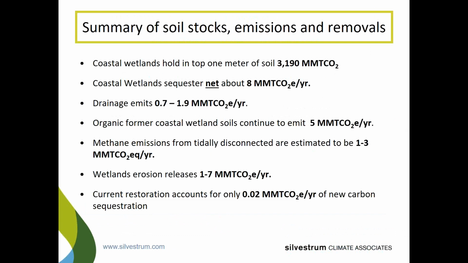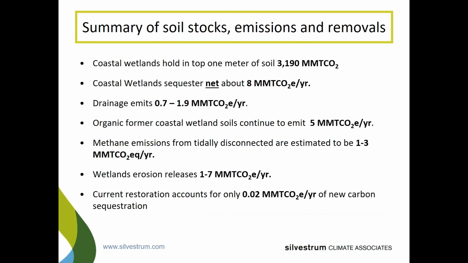Coastal wetlands sequester, as I mentioned, 8 million tons of CO2 each year. And drainage emits between 0.7 to 1.9 million metric tons of CO2 each year. And the organic former coastal wetland soils emit 5 million metric tons. Methane emissions from disconnected tidal waters are approximately estimated at this stage to be between 1 and 3 million metric tons, and wetlands erosion releases around 3.5, with a range of 1 to 7 million metric tons each year.